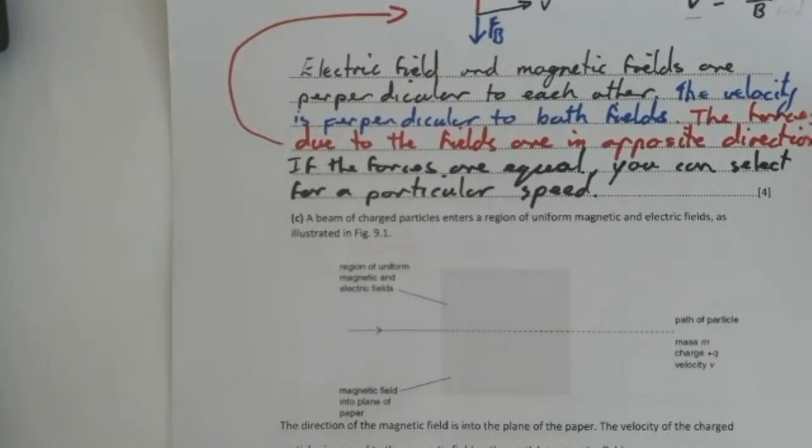And we have the path of the particles. The direction of the magnetic field, the velocity of charged particles, and normal to the magnetic field is the particles enter the field. A particle in the beam has a mass of m and a charge of plus q, velocity v. The particle passes undeviated through the region of the two fields.